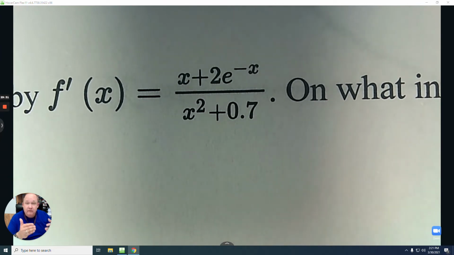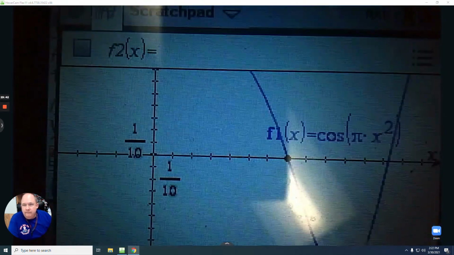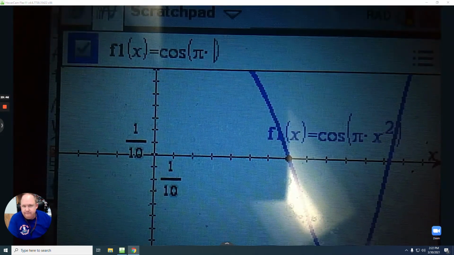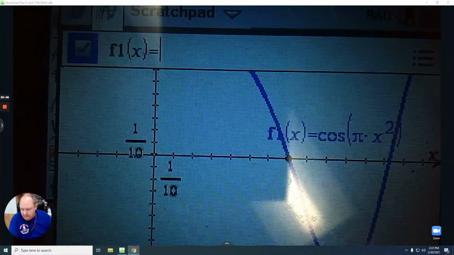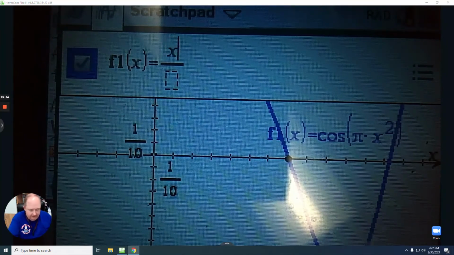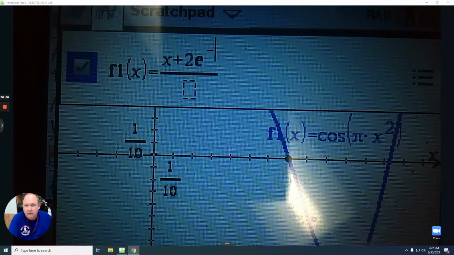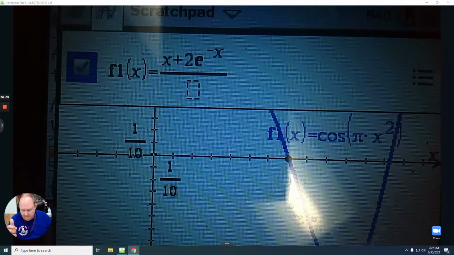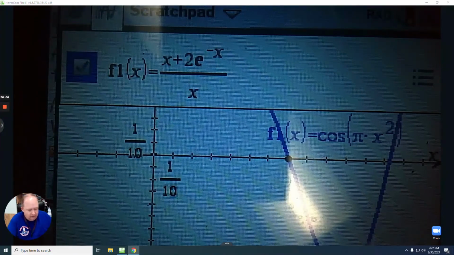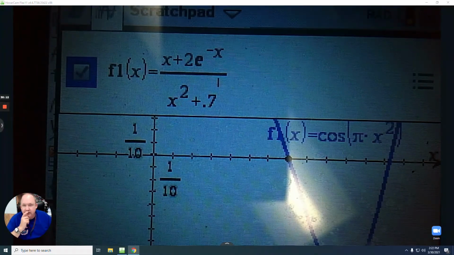So for the derivative, I want to see where it's above and below. So let me do that. Show you the calculator. So again, we're going to press tab, and then we're going to erase, and then I'm going to type it in. So I'm going to go control divide, that's the fraction line, and then x plus 2e to the negative x. Make sure I type it in correctly. X squared plus 0.7. All right, so there it is.